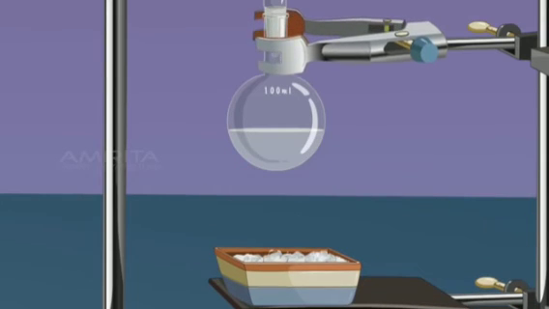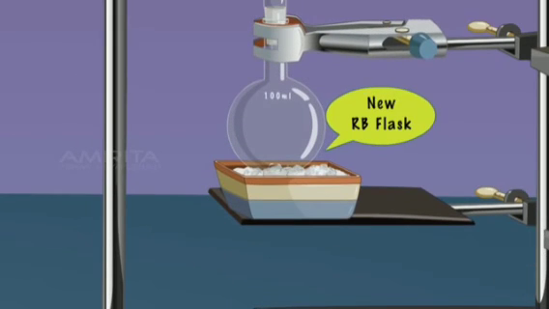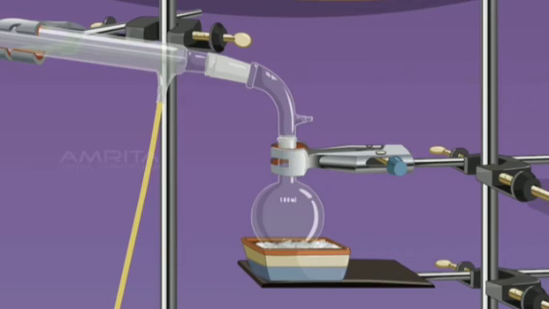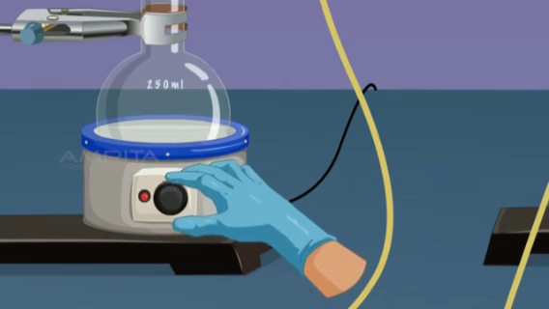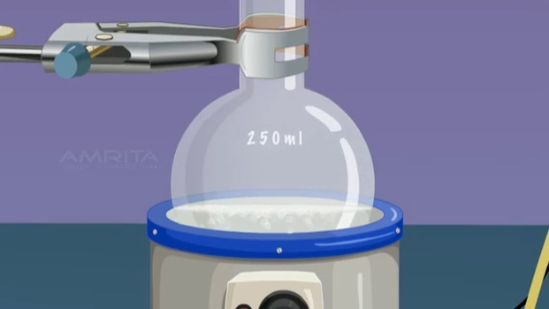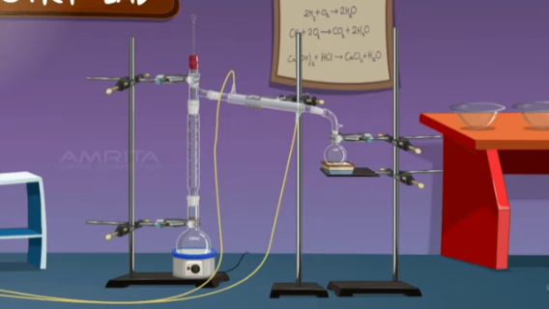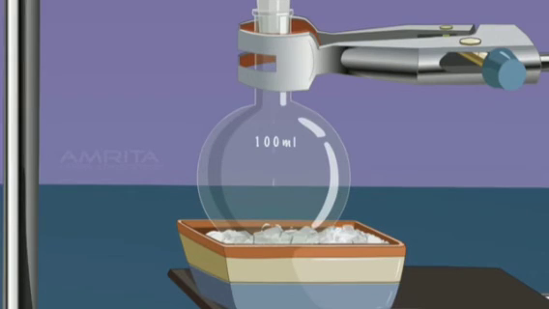Remove the RB flask containing methanol and connect a new RB flask to the vacuum adapter. Again, set the temperature of the heating mantle to 78 degrees and heat the contents of the RB flask. At 78 degrees, ethanol vaporizes and the vapors rise through the fractionating column and pass through the condenser, and condensation takes place and ethanol gets collected in the receiver flask in a liquid form.